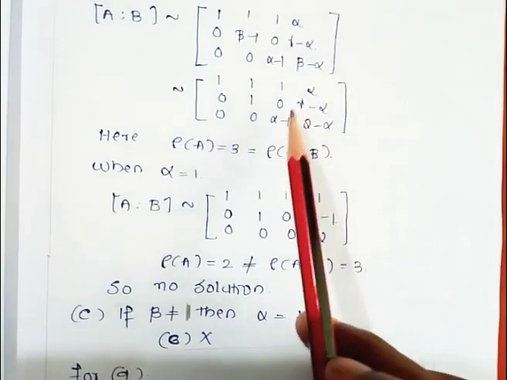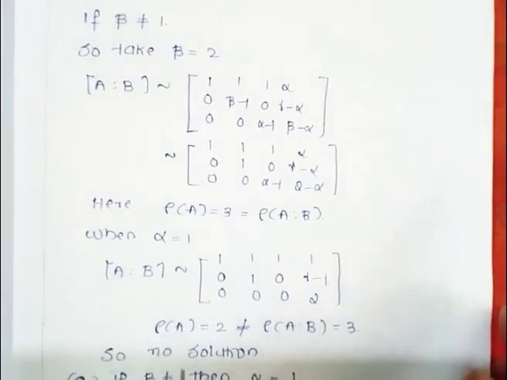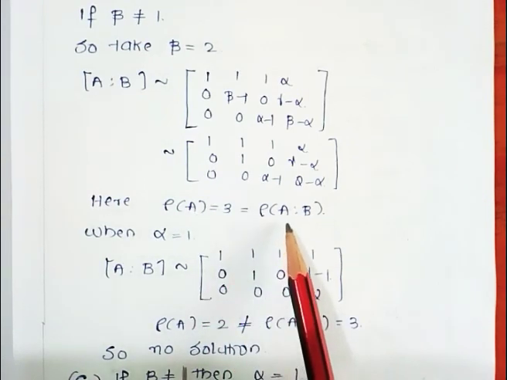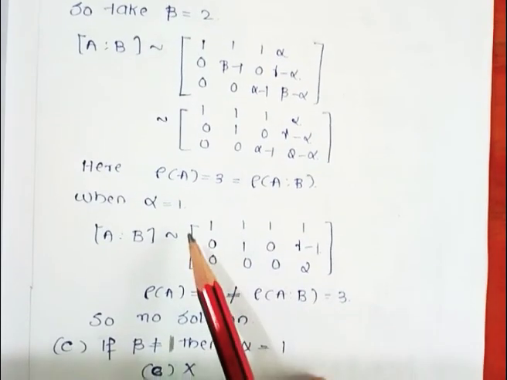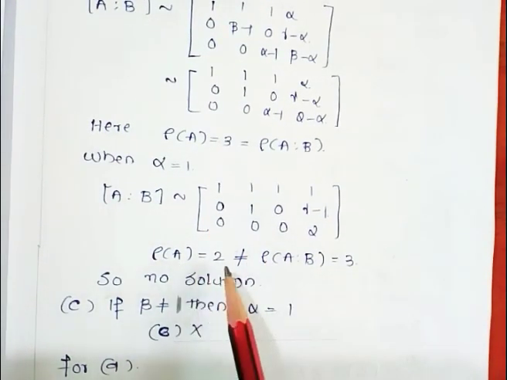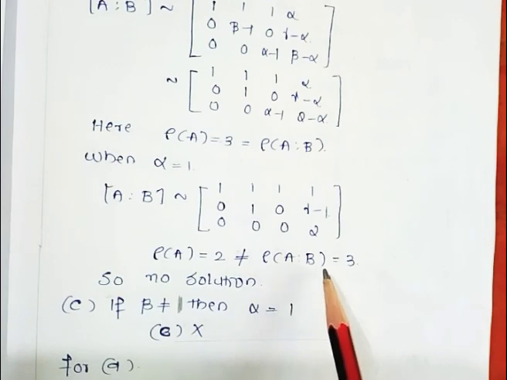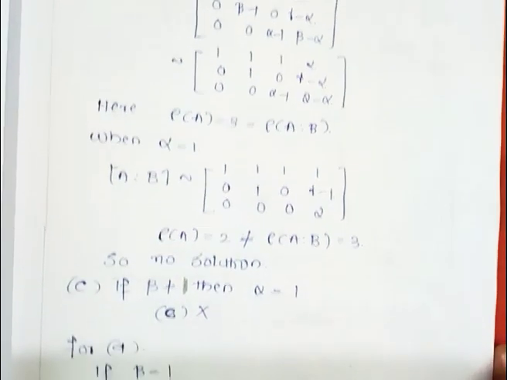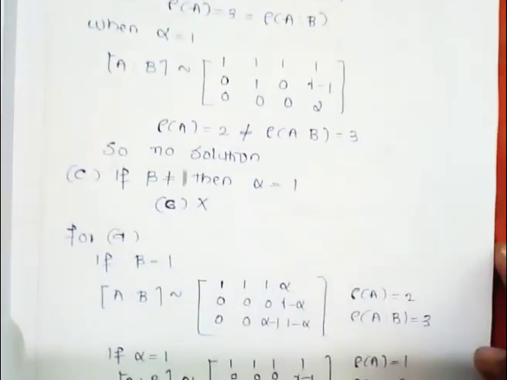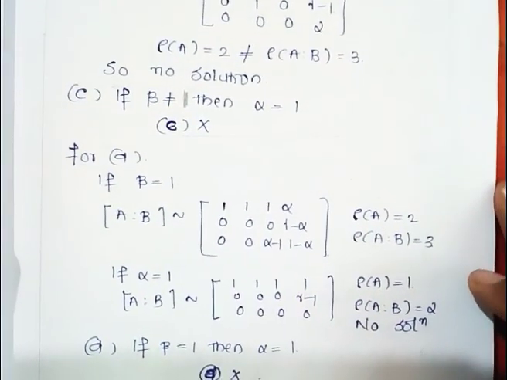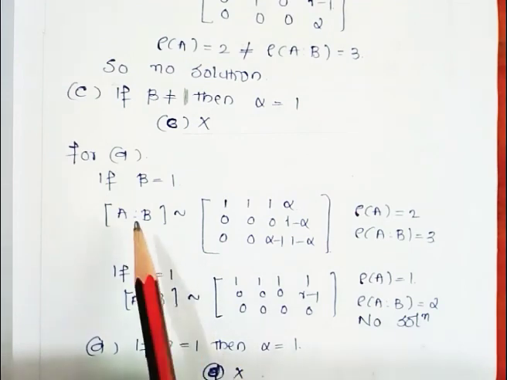Then beta not equal to 1, for a corresponding beta equal to 2, we get rank of A equal to 3 and the rank of the augmented matrix equal to 3. But when we substitute alpha equal to 1, we get rank of A equal to 2, which is not equal to the rank of the augmented matrix. But our system is consistent because our system has at least one solution, so our third option is also wrong, which is not possible.